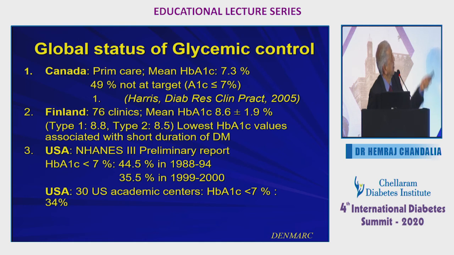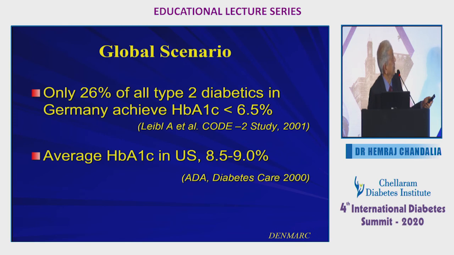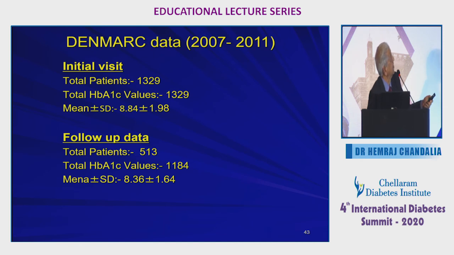But remember that the global status of glycemic goals was very poor about 15, 20 years ago. It was 8.5 in America, it was 8.5 in Germany. You see some of these slides. This is what the status was. It's changing very fast. This is our data from 2007 to 11.